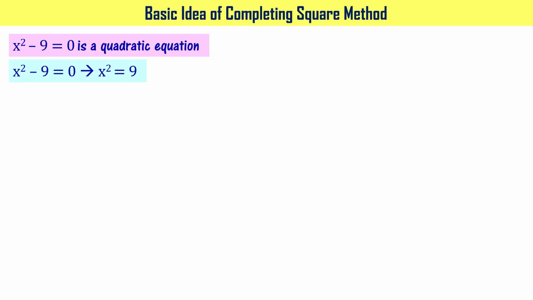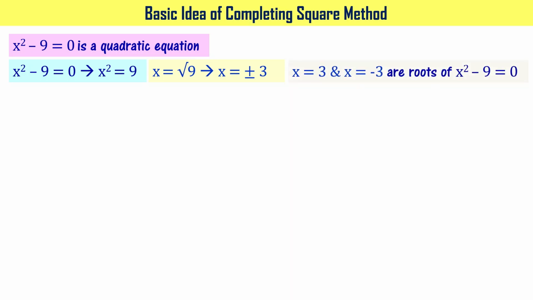This can be written as x square equal to 9. It means x equal to root 9. That can be written as x equal to plus or minus 3, right? So now we can say that x equal to 3 and x equal to minus 3 are the roots of the given equation, that is x square minus 9 equal to 0, right?